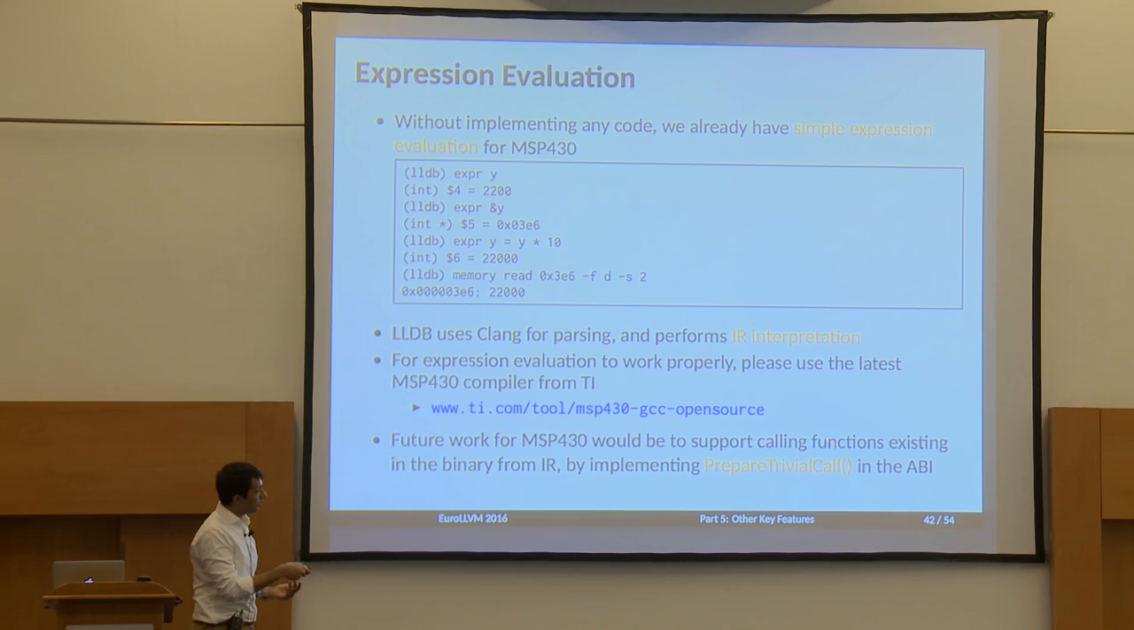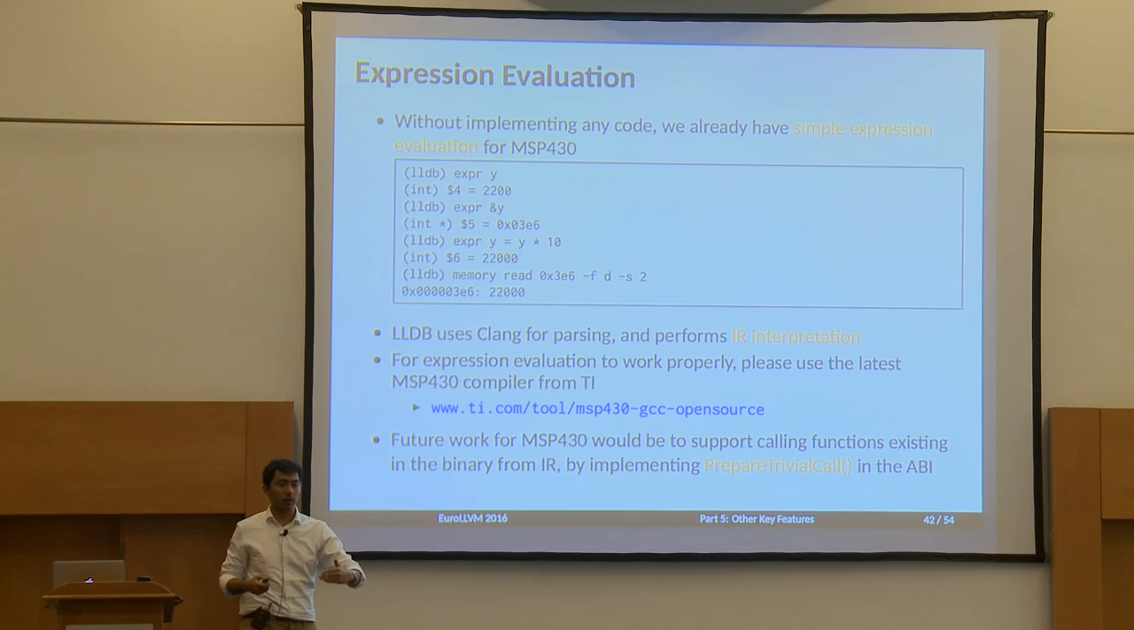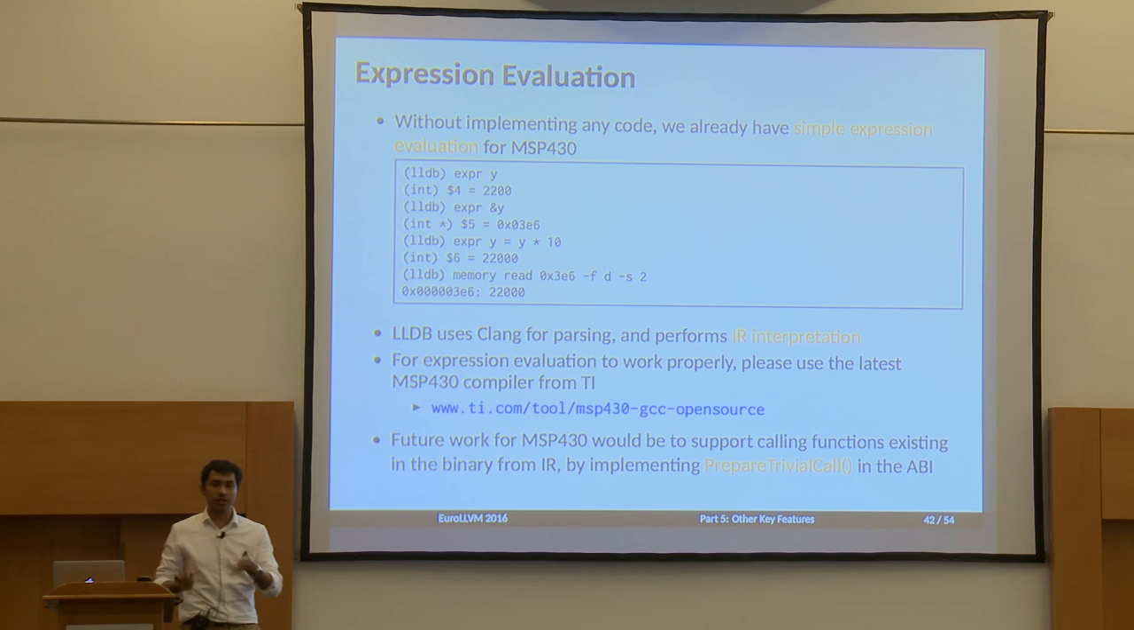Future work would be to have more complicated expressions, which can be done by implementing a call in the ABI. That will tell LLDB how to set up a function call, which means we would be able to do something like y equals y plus calc, where calc is a function that's in the binary. Once we implement that in the ABI, it should be quite straightforward. Again, something for future work. So that's about expression evaluation.